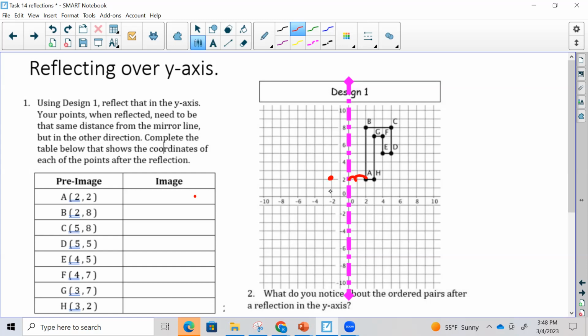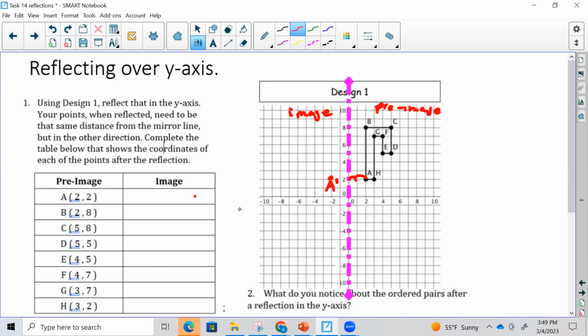And how we know it's the image is we write that letter again, but we put an apostrophe on it, and we read it as A prime. And that's our new point. So again, this is the pre-image, and this new figure over here that we're going to get is the image. And how we know it's the image is we put an apostrophe by each point.